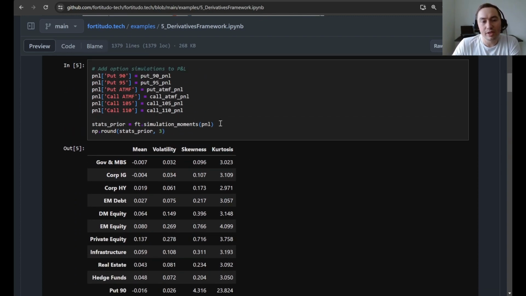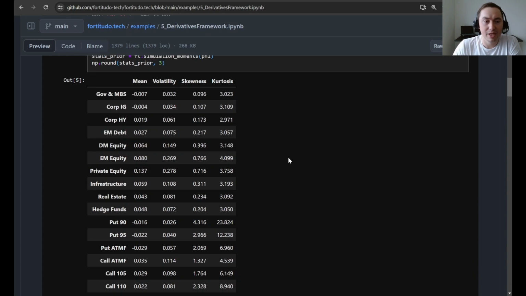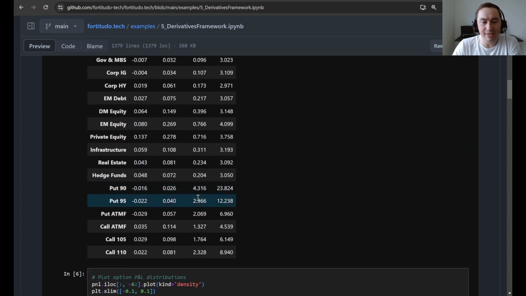Here we then again use this simulation moments function just to get the statistics for the options also. And when you look here, what you can see immediately is that the options have P&L distributions that are very different from a normal distribution.